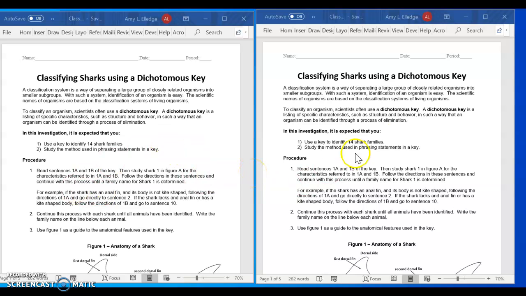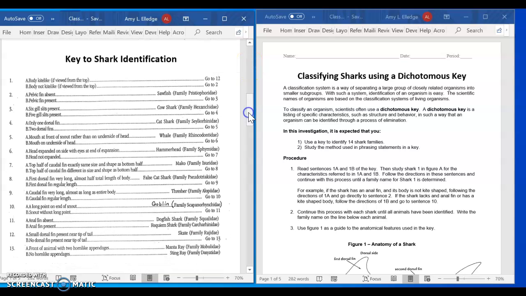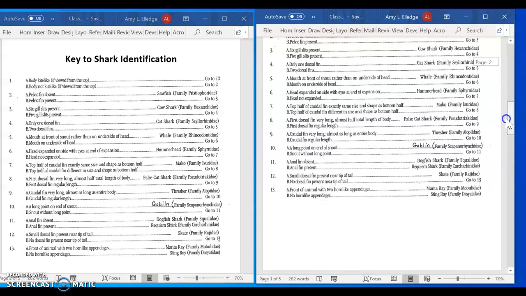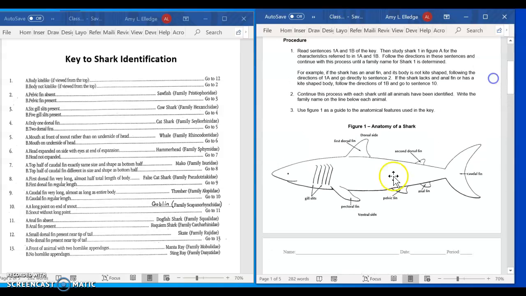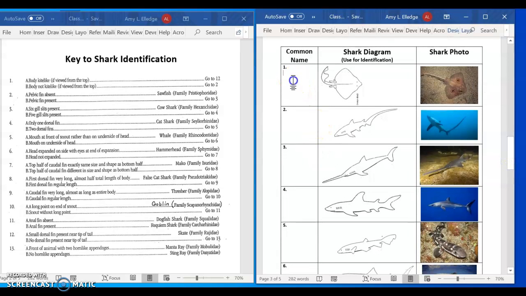And so you might be like, hey, Miss Elledge, why do you have two of these open? Well, having two of them open actually makes it a lot easier because on this first one, I'm going to scroll down to the actual dichotomous key right here. And with the second one that I open, I'm going to scroll down to where my sharks are. Which, by the way, the first page has a diagram of what all the different fins are because you're going to have to know those for some of this as well. So we're going to go down to our organisms, and we're going to be putting their common name right there as soon as we identify them.